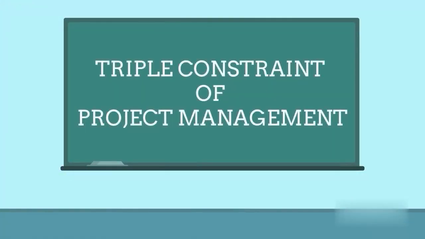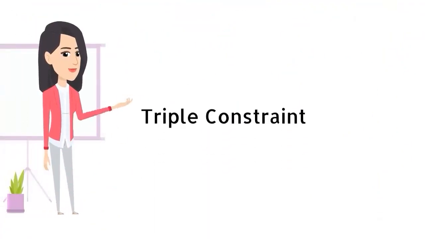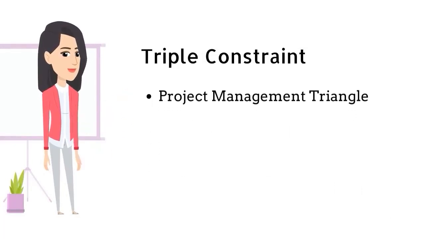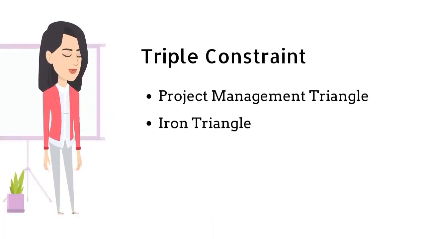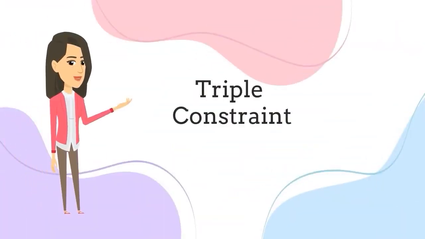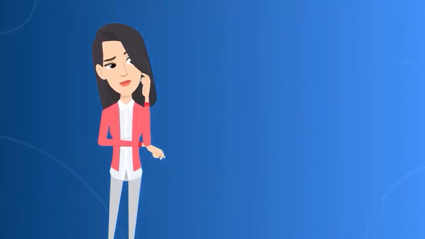The triple constraint of project management. The triple constraint of project management has been given many names. The project management triangle, the iron triangle, and the project triangle. All of this should give an idea of how important the triple constraint is when managing a project. If you're managing a project, then you're working with the triple constraint.